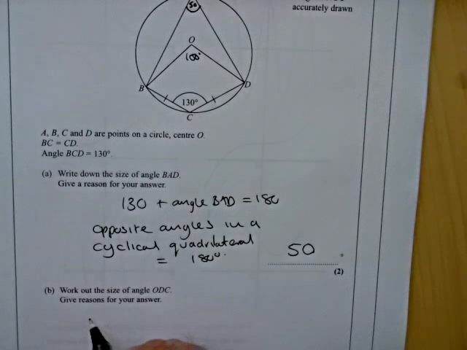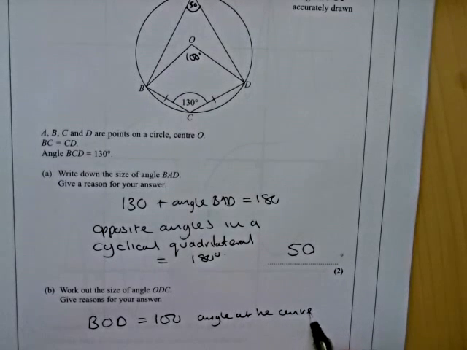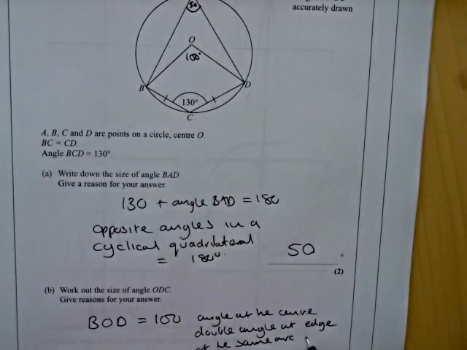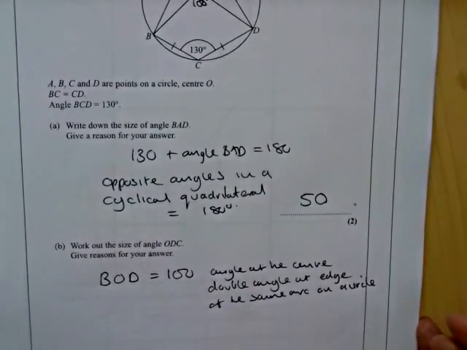So I'm going to say BOD equals 100, angle at the centre double angle at edge of the same arc on a circle. Now they might not need it to be quite as full as that, but that's me giving you full information there. So that gives us 100.